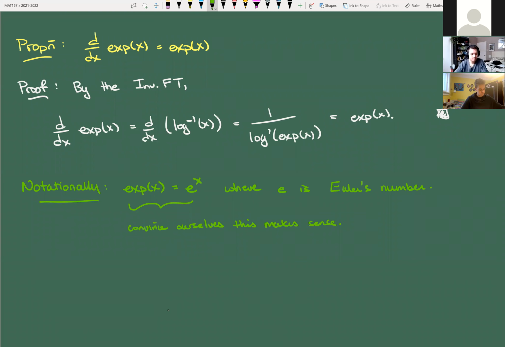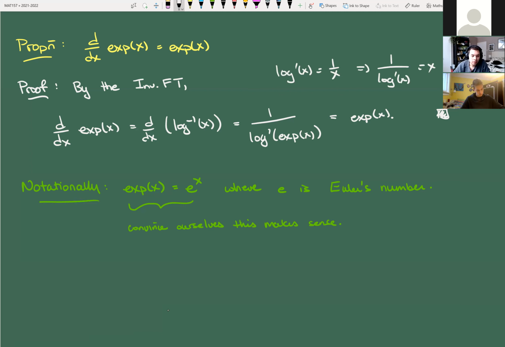Right? How did I get the a? Yeah. So log prime of x equals 1 over x. So that means 1 over log prime of exp of x is just the function exp of x. Yeah.